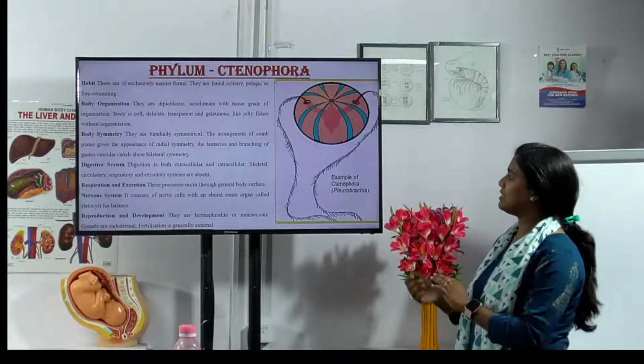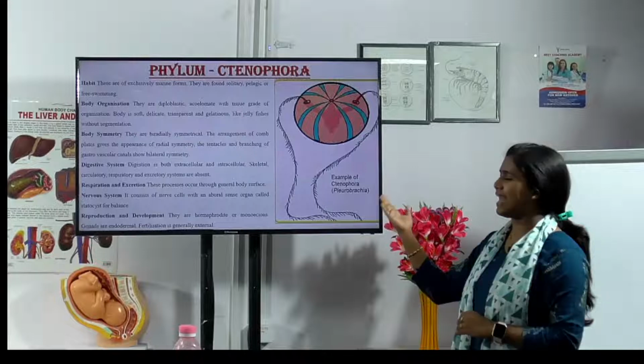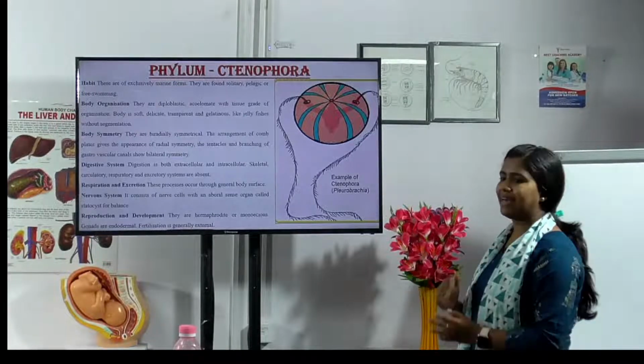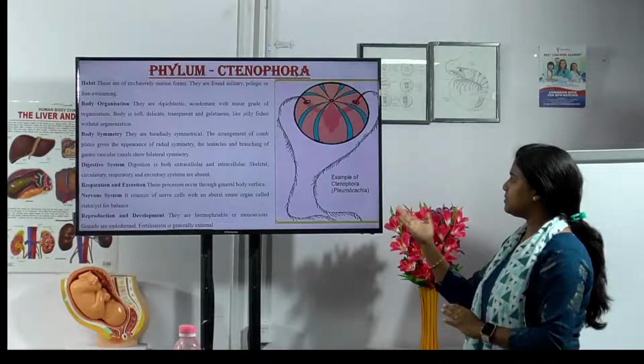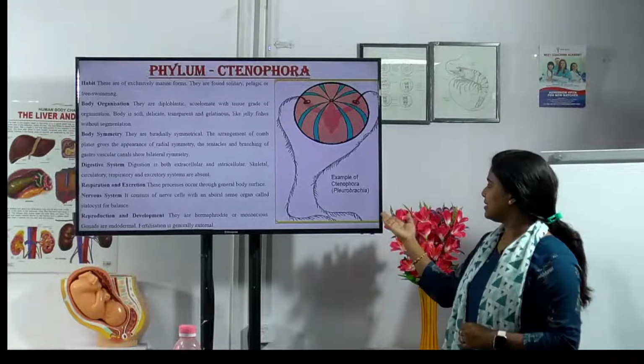Digestion is both extracellular and intracellular. We saw earlier that in an intracellular digestive system, tiny food is eaten. So they are capable of both, and respiration and excretion occur through the general body surface. There is no separate organ for this, so it occurs in the body itself. The nervous system has nerve cells with a sense organ called a statocyst for balance. In reproduction and development, they are hermaphrodite or monoecious. Gonads are endodermal, and fertilization is generally external only.